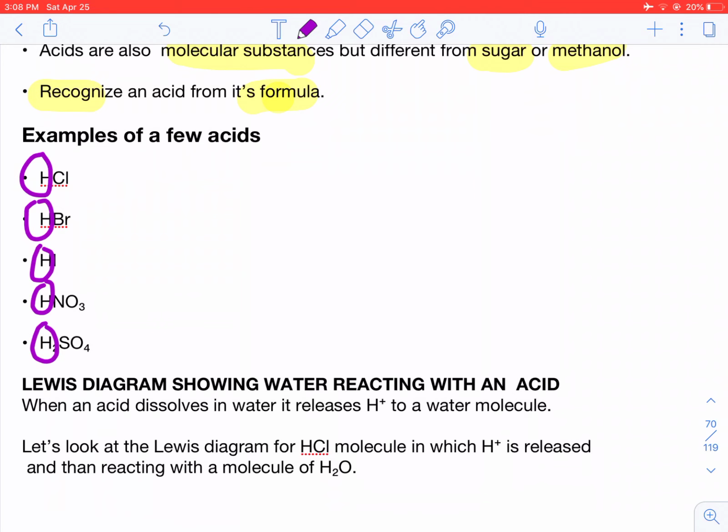At a macro level, we would take indicator paper, and an acid turns blue litmus red. If the blue litmus becomes red, then we say that particular substance is an acid. Here you're recognizing it in terms of its formula.